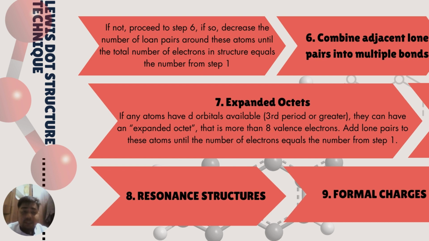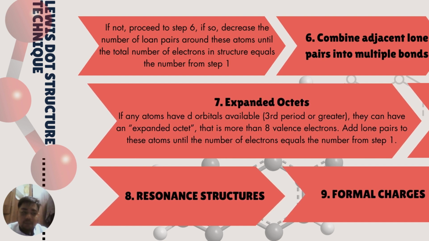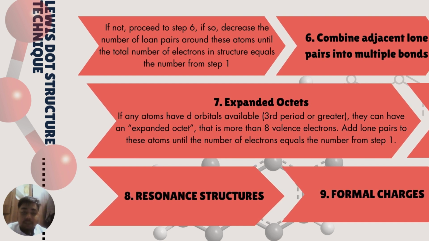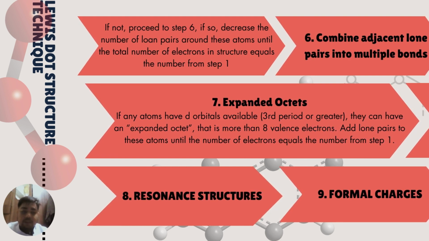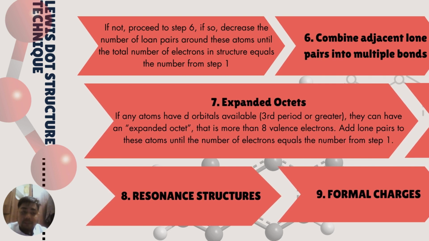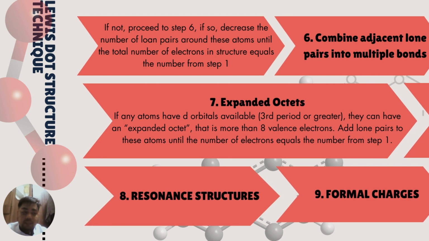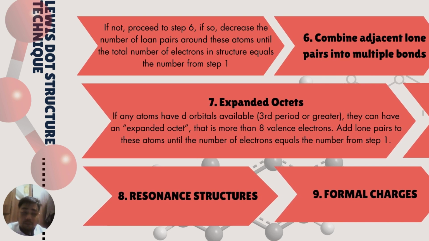We can check step 6 to see if there's an additional electron configuration that can be drawn by changing the position of multiple bonds. This changing of positions of multiple bonds represents resonance structures. The best configuration will typically be the one where the atoms are assigned the formal charge closest to zero.